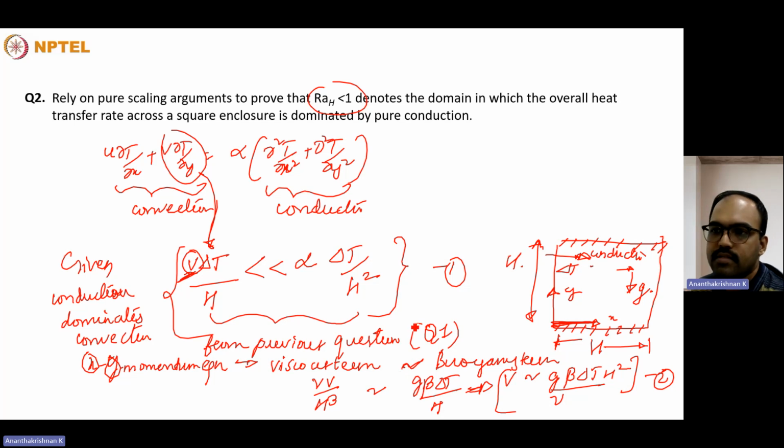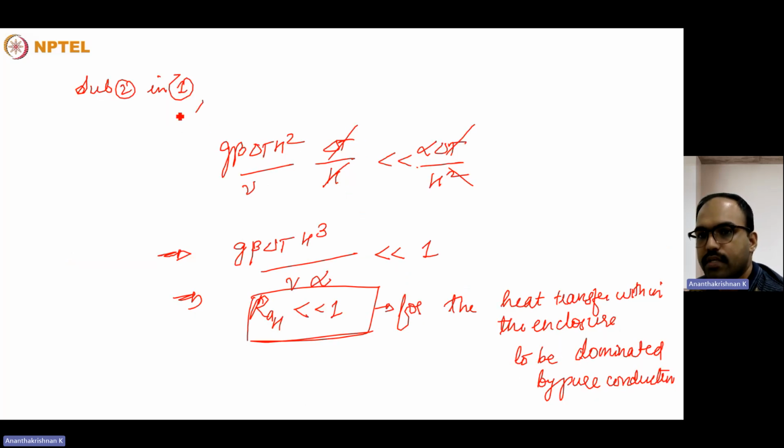And here, since this is pure conduction, it should be scaled with respect to H rather than delta T. So that will come into the picture, and then we'll get a scale for velocity, and we substitute and find that the convection term is less than conduction. That means this happens only when the dimensionless parameter, the Rayleigh number, is very much less than 1. So this means that there will not be any convection at all. It will be pure conduction.